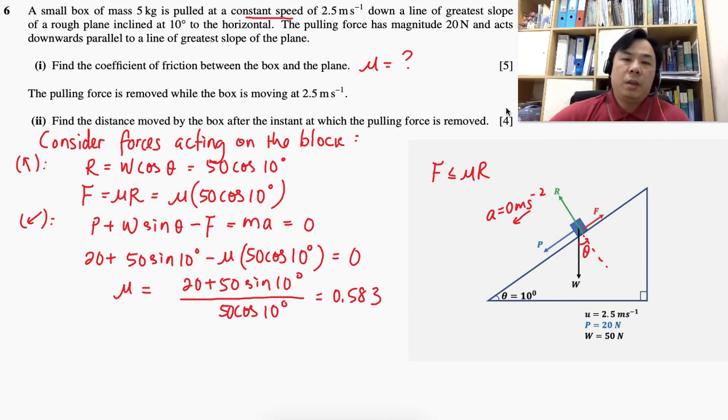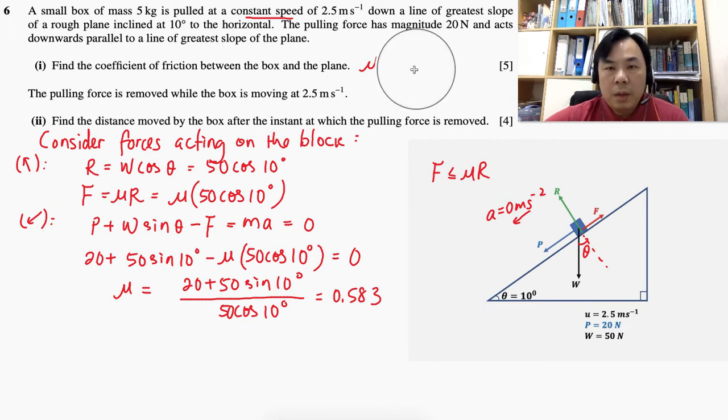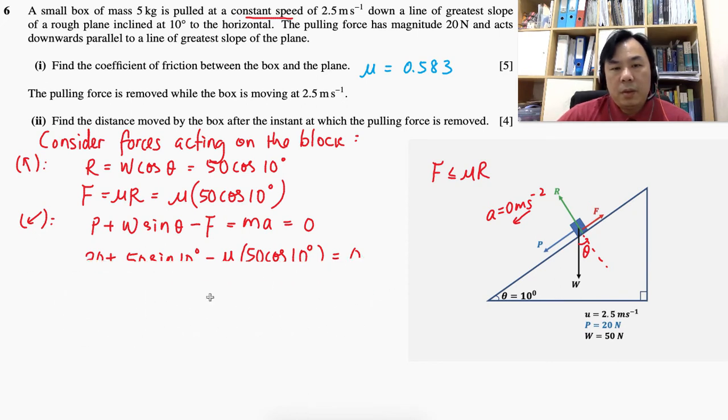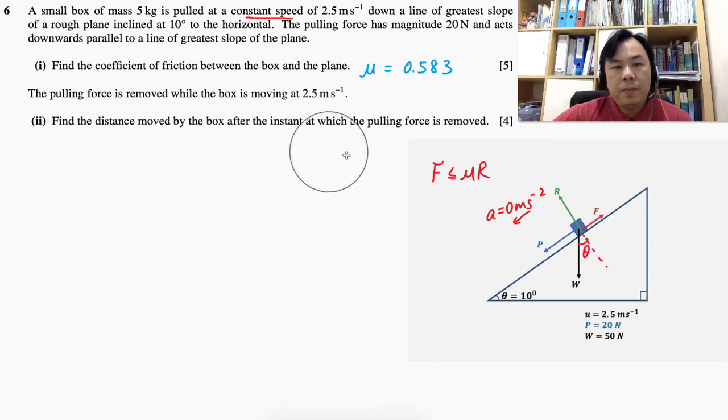Okay, now we are done with that. So I'm going to write down whatever information that we have obtained previously. So we have obtained the coefficient of friction, which is 0.583 here. We are going to use that for the second part maybe. All right, but I'm going to leave it there. And then there you have it. That's the first part.